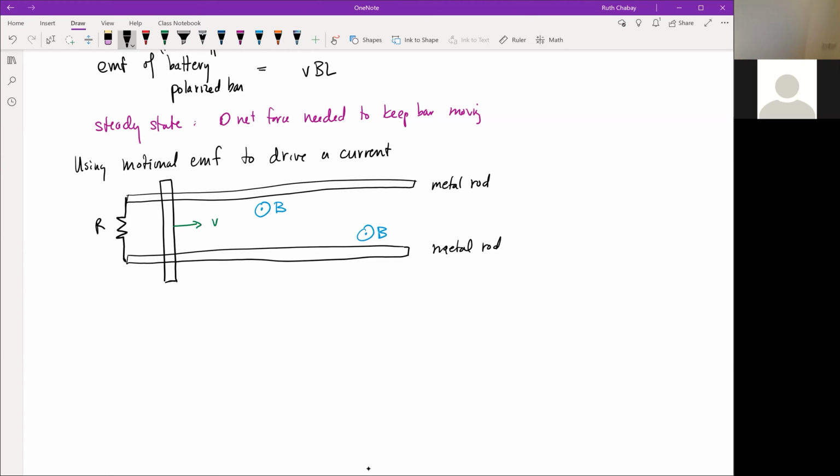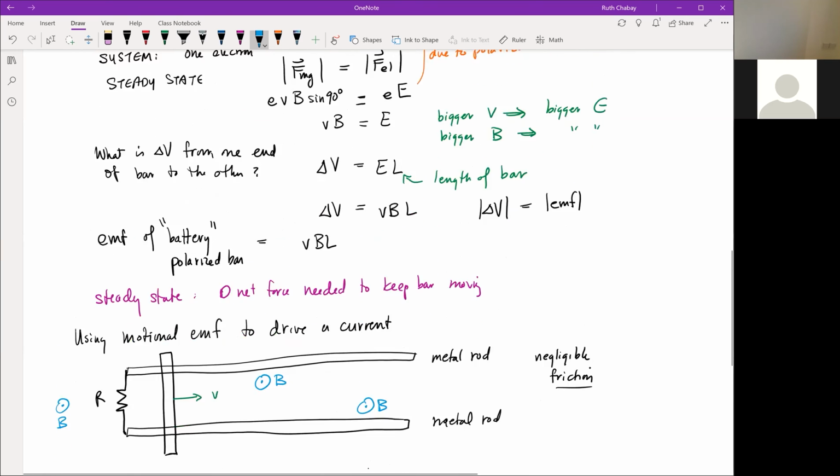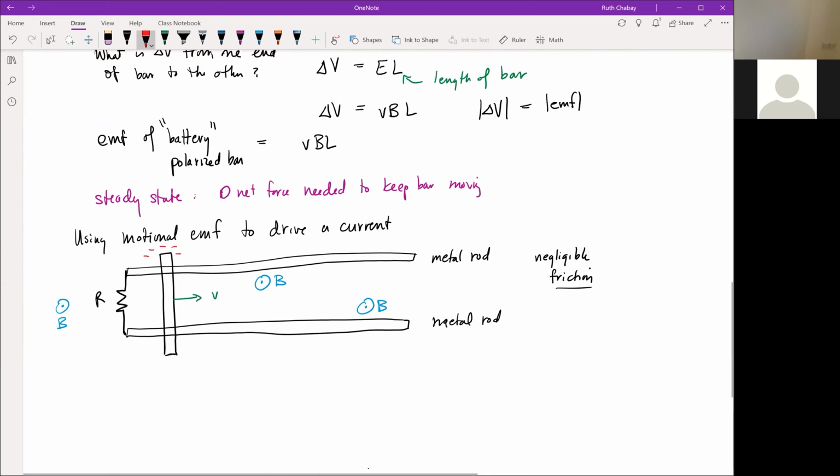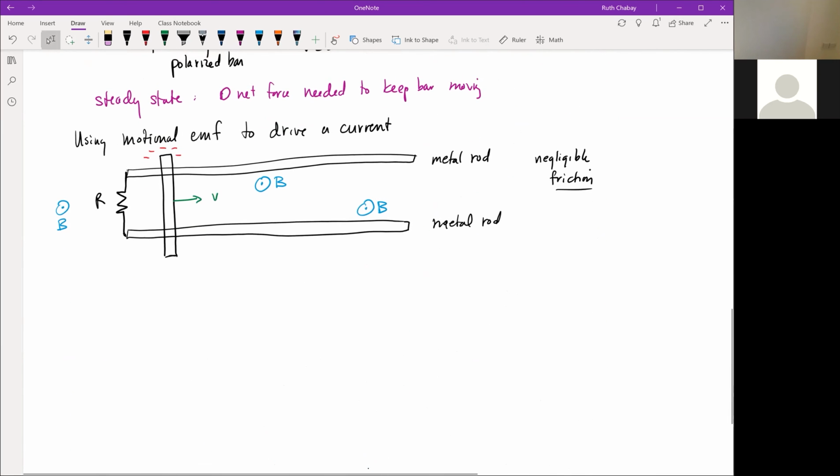So think for a minute, in this case, about what direction conventional current is going to flow in this circuit. So the bar is sliding on these rails to the right with negligible friction through this region where there's a magnetic field out of the page here. Well, let's record the polarization of our bar here. We have V cross B is down, so we have negative charge going up, so what we got before, and leaving a deficiency of negative charge down here.